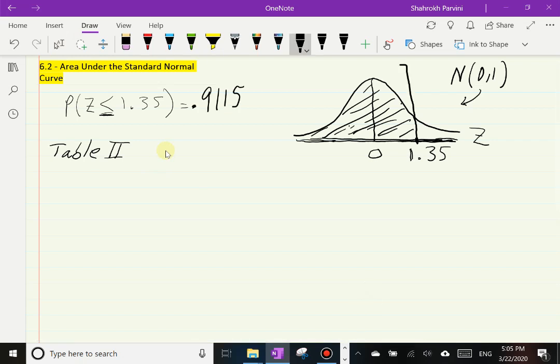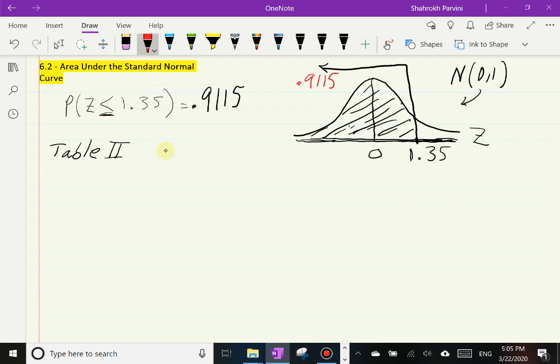So this is in effect what we just found. There you go. And that number is 0.9115. Very simple. And that's how we're going to use the table. Now, we're not going to need a separate table for areas that lie above or between two z-scores. Remember, he only gives us the area to the left.